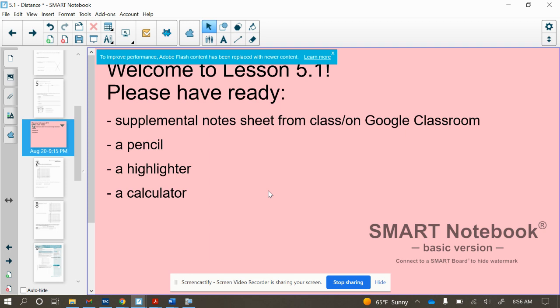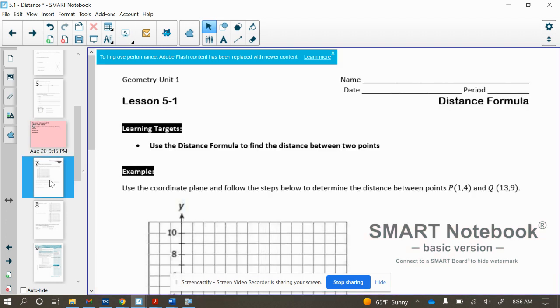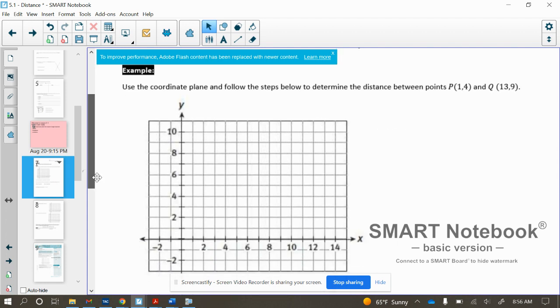Today's notes are going to come not from your Springboard book. They are going to instead come from the supplemental notes that I should have given you in class, or you can find on Google Classroom. On these notes, we see that we have a coordinate plane, and it wants us to find the distance between P and Q, aka the length of a segment.